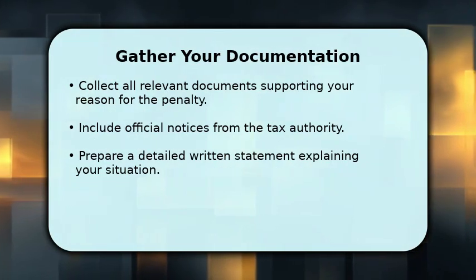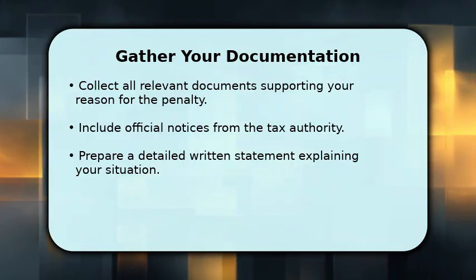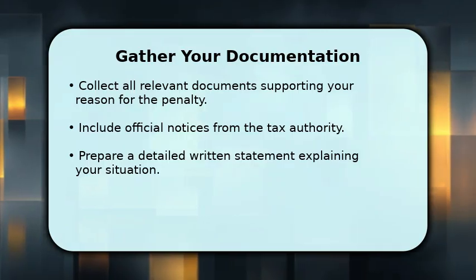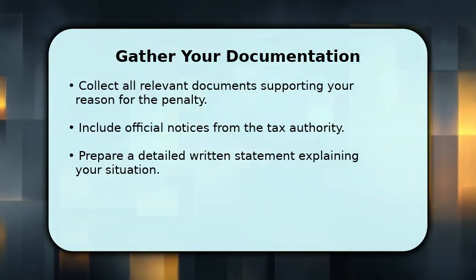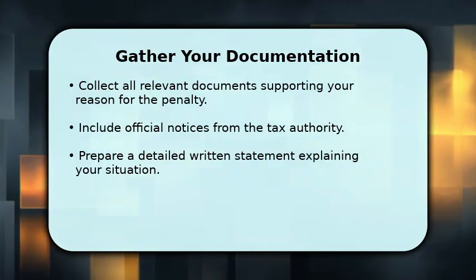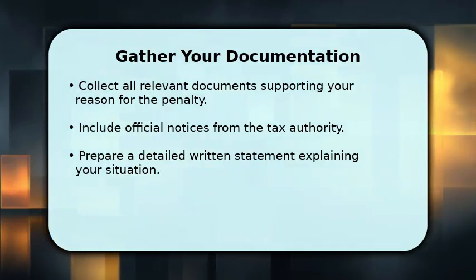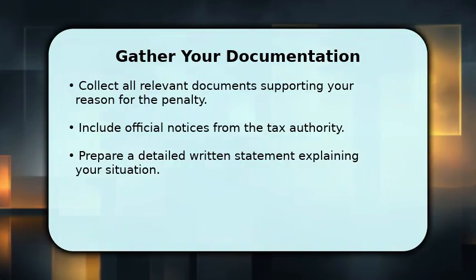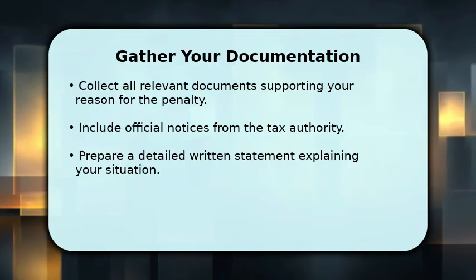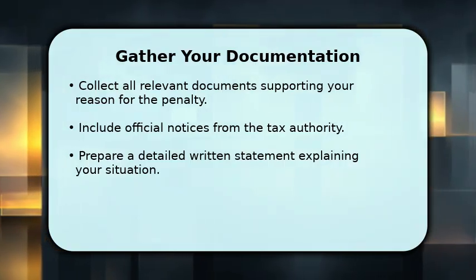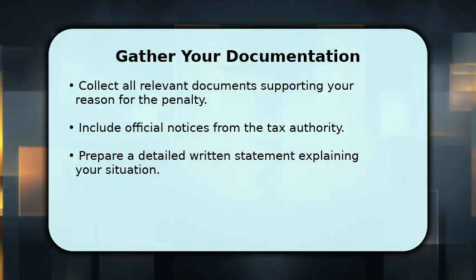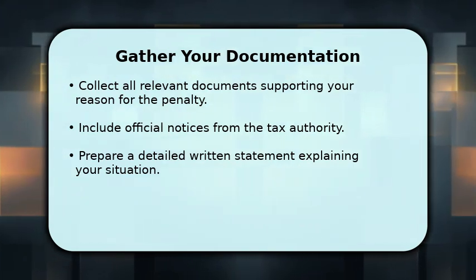Once you've determined your eligibility, the next vital step is gathering all necessary documentation. This includes any official notices you received from the tax authority regarding the penalty. Also, compile any evidence that supports your reasonable cause, such as medical records, natural disaster reports, or other unforeseen circumstances. A clear, concise written statement explaining your situation thoroughly is also essential for a strong application.